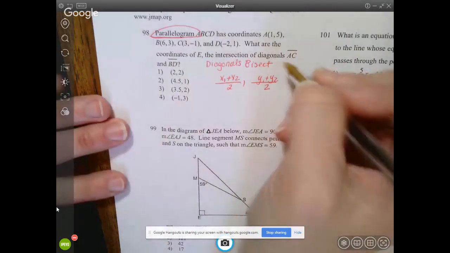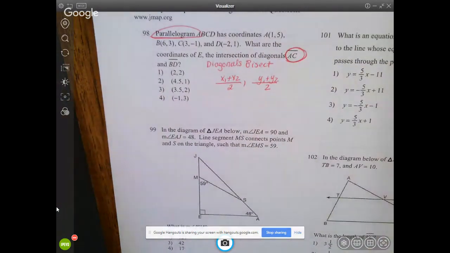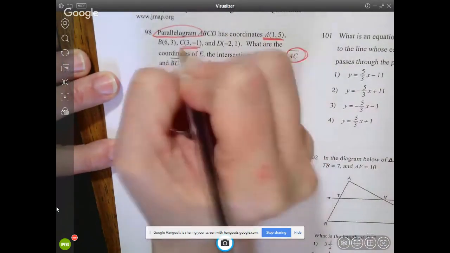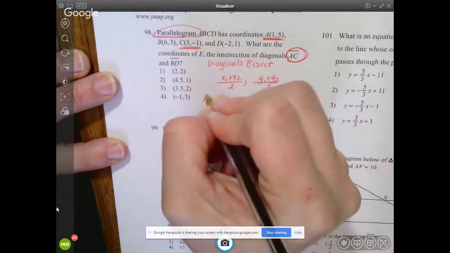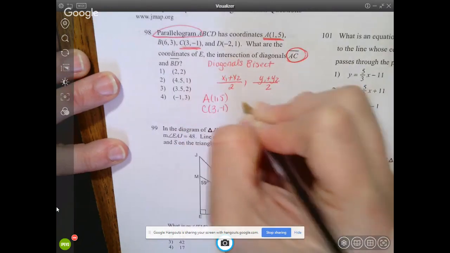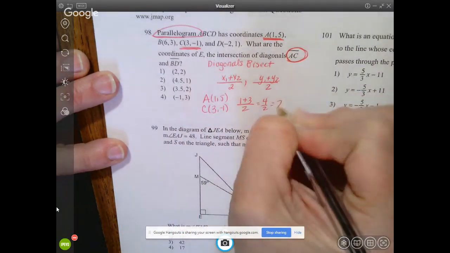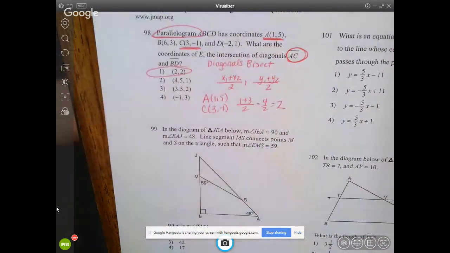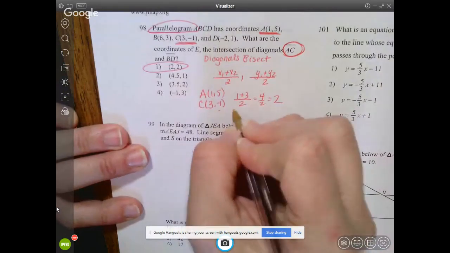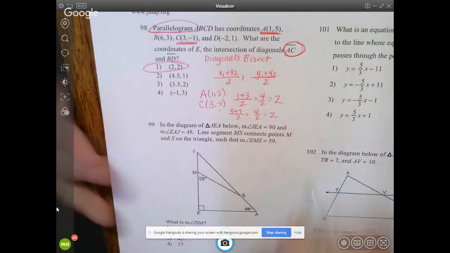So the trick is we have to make sure that we bisect an actual diagonal. So we're going to bisect, I just circled AC, so we'll look at A and C. A is (1, 5). C is (3, -1). So 1 plus 3 divided by 2. That's 4 divided by 2, which is 2. So we know the answer is 1, but let's keep proving it. For the y's, 5 plus -1 divided by 2, that's 4 divided by 2, which is 2. So it's (2, 2). 2 questions left.